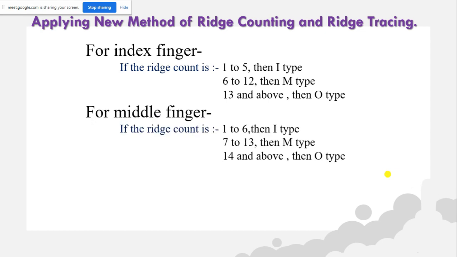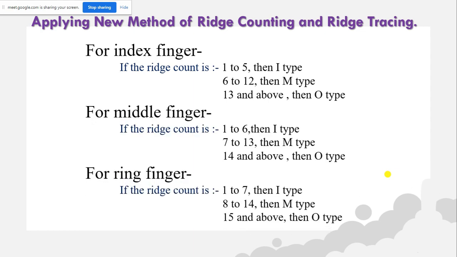In case of loops, what are we doing? We are considering inner for the index finger to be a ridge count between a value of 1 to 5. So if a loop has a ridge count between 1 to 5, it will be an I pattern. If it has a ridge count of 6 to 12, it will be an M pattern. If it has a ridge count of 13 and above, it will be an O pattern.